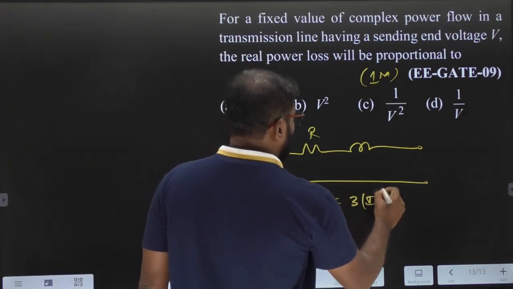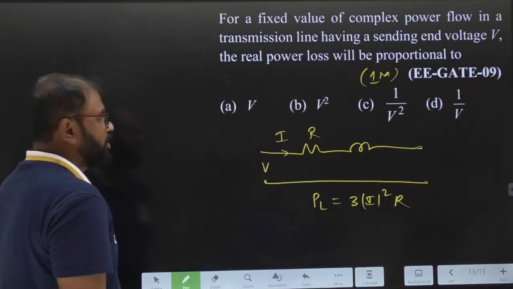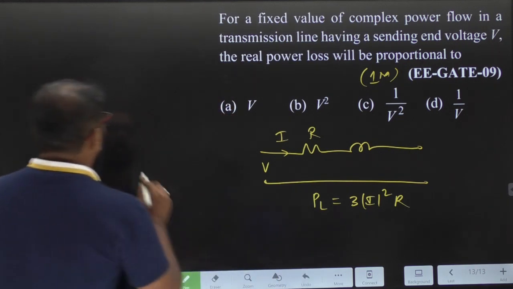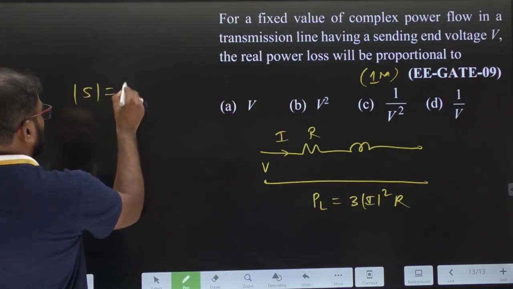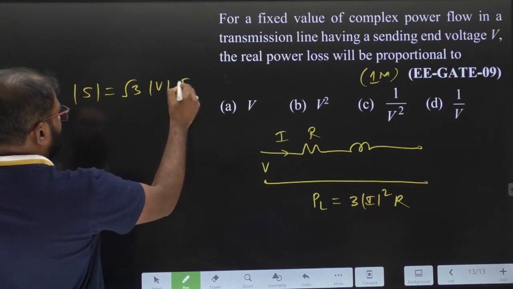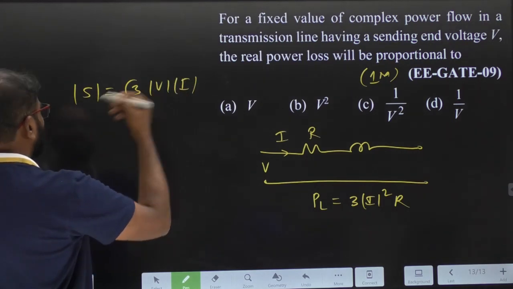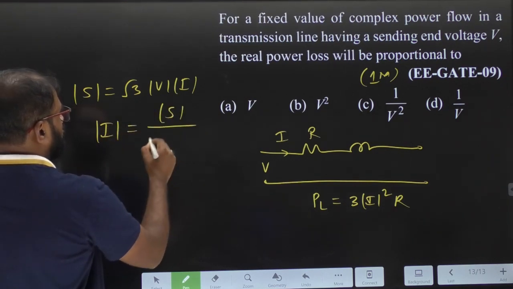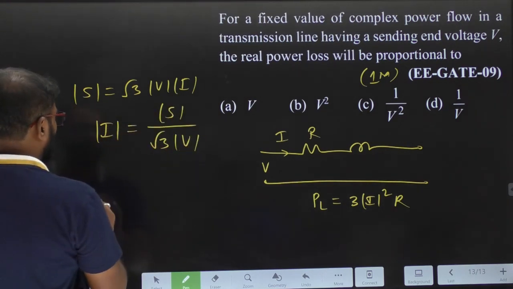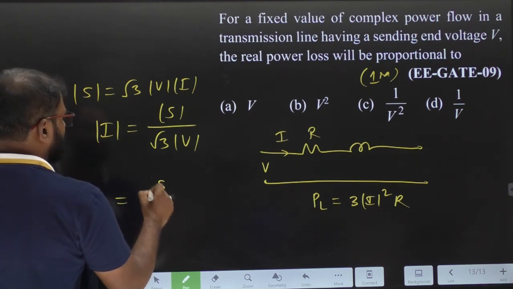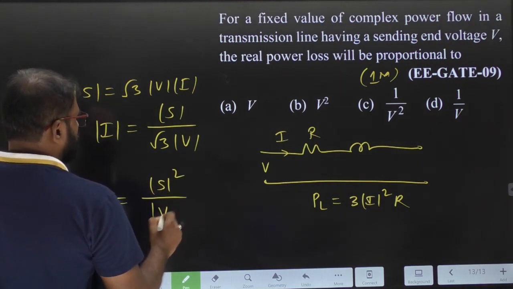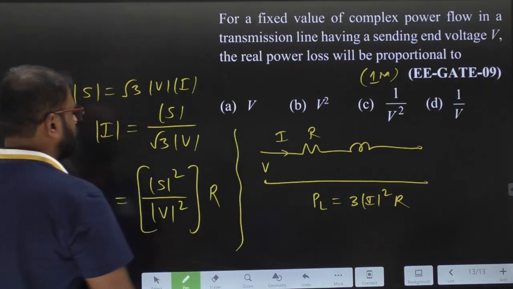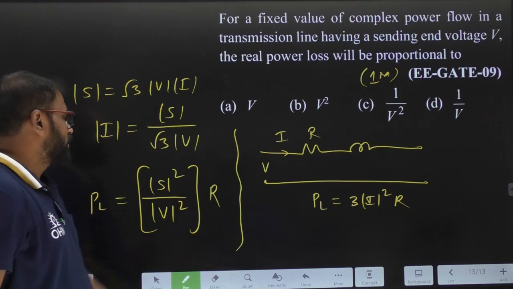3 into magnitude of I square into R. But how to relate it with V here? Very simple. We know that the complex power magnitude S is root 3 V into I, where V is the line voltage and I is the line current. Now what is I? S by root 3 into V. Now tell me the power loss expression. Directly I am writing magnitude of S square by magnitude of line voltage square, into resistance R. Clear? If I substitute the current here, I will get this expression.